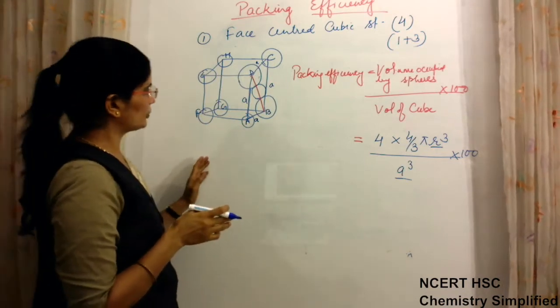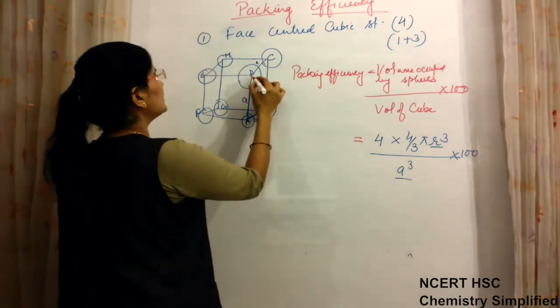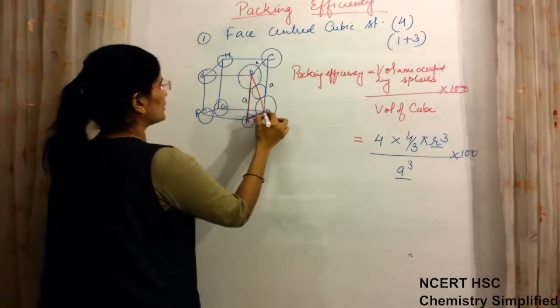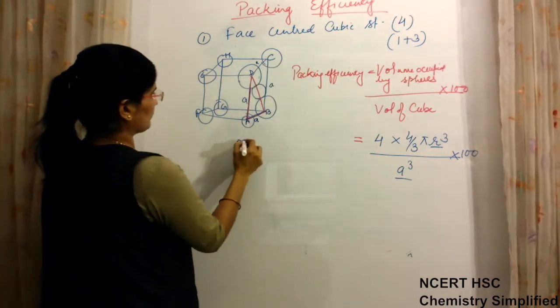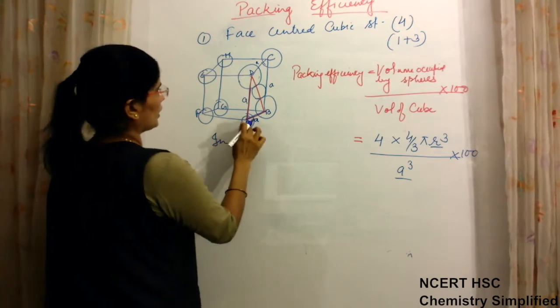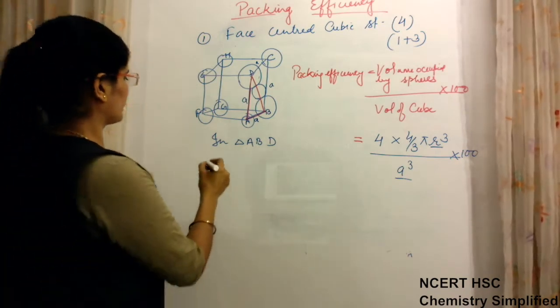Now what we have to do? We have to see a triangle. Any triangle, either we see this triangle or we can see this triangle. So let us see this triangle. In triangle ABD.